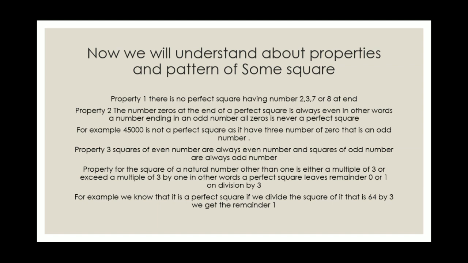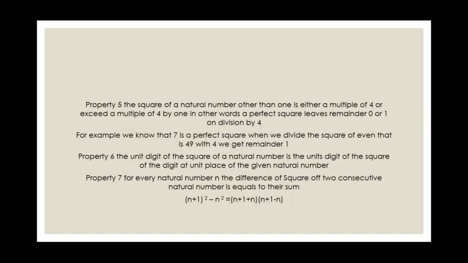So we can say that 64 is a perfect square. Now, Property 5. The square of a natural number other than 1 is either a multiple of 4 or exceeds a multiple of 4 by 1. In other words, we can say that a perfect square leaves remainder 0 or 1 on division by 4.